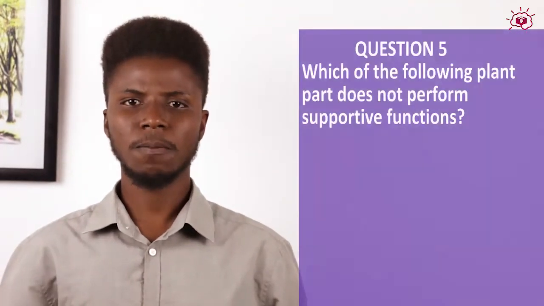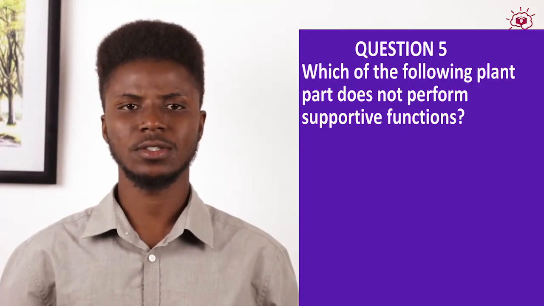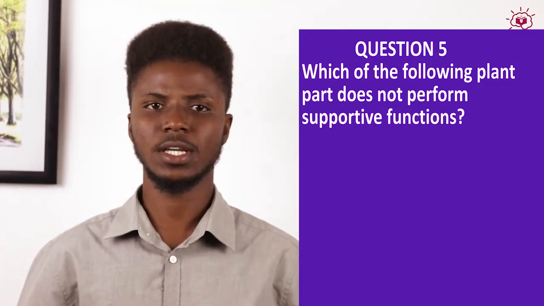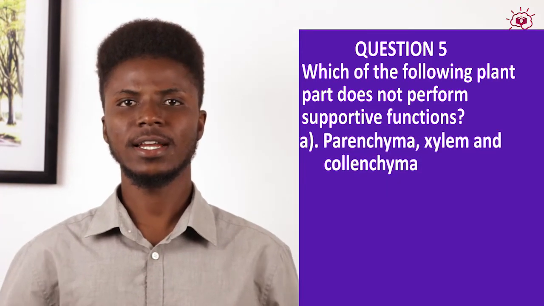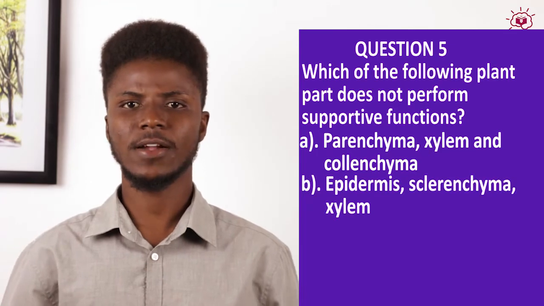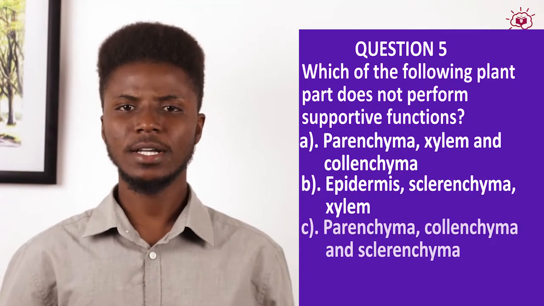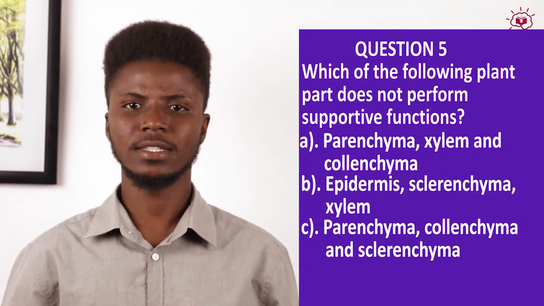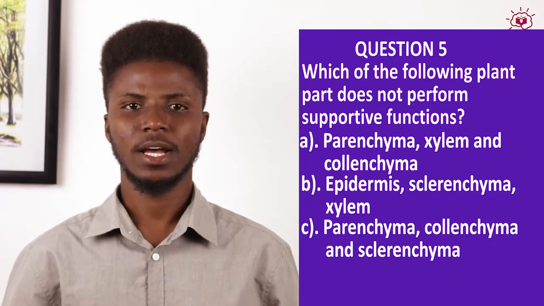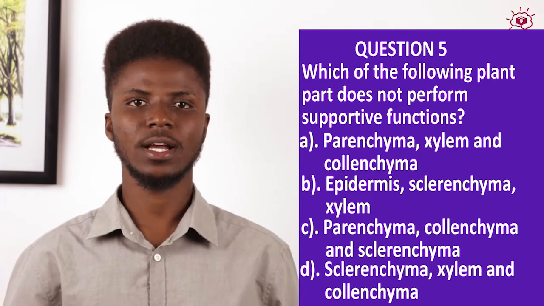Which of the following plant parts does not perform supportive functions? We'll give some options. A, parenchyma, xylem, and collenchyma. B, epidermis, sclerenchyma, and xylem. C, parenchyma, collenchyma, and sclerenchyma. And D, sclerenchyma, xylem, and collenchyma.